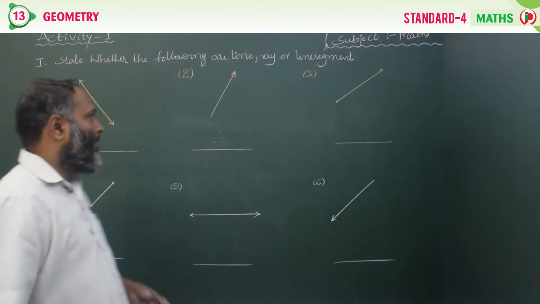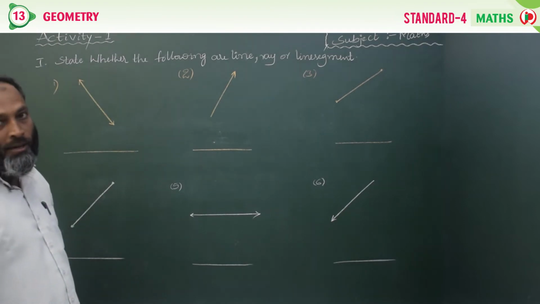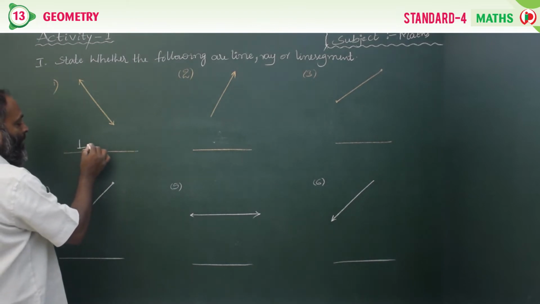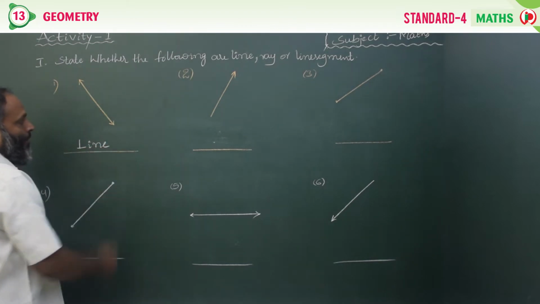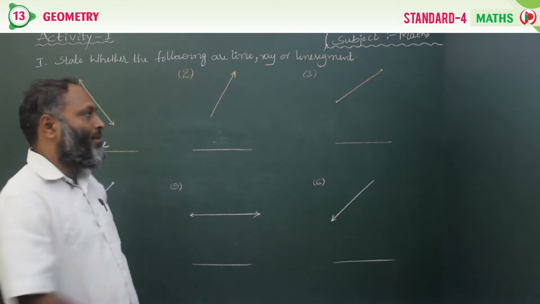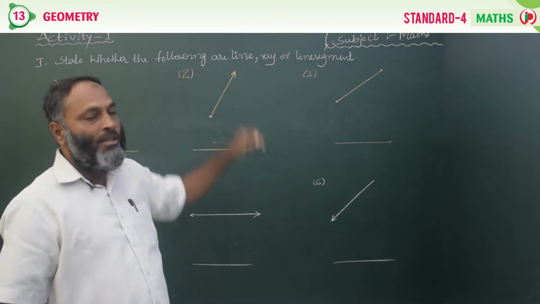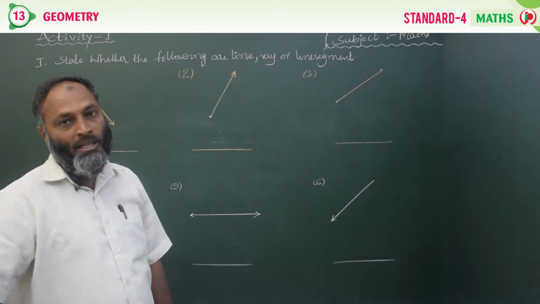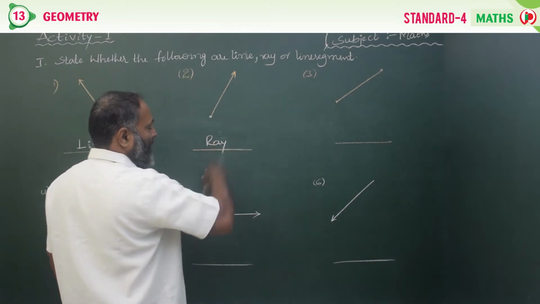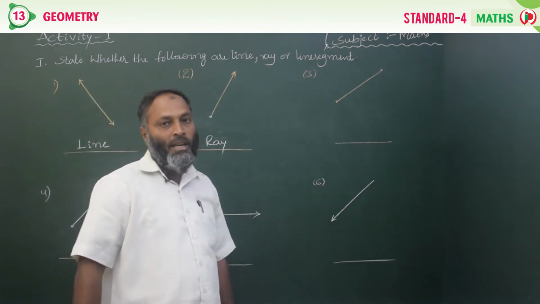See here, the first one has two arrows, it means it extends infinitely in both directions. So it is a line. In the second picture, only one arrow is there, so one end point is there. An initial point is there and one arrow is there, it means it extends in one direction. So that is a ray. A ray has one end point and it extends infinitely in one direction.